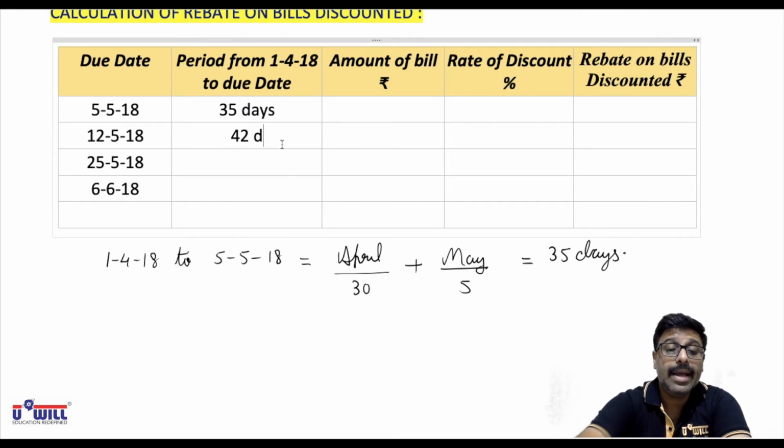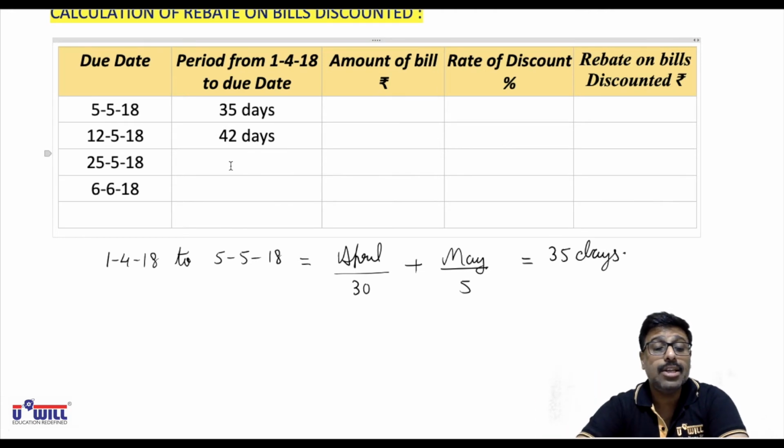I repeat, April full month and 12th of May. So 12 plus 30, 42 days. 25th of May means April full month, 30 days plus 25 days of May, 55 days.